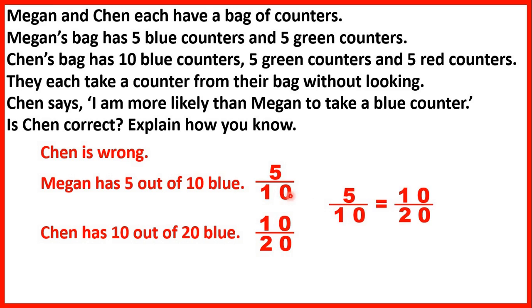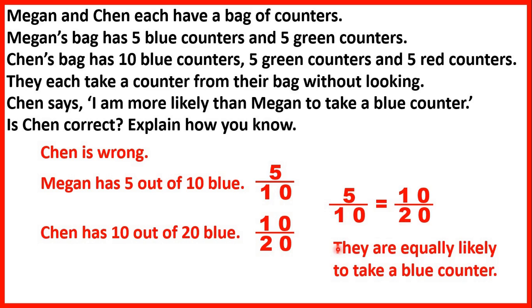Now 5/10 is equivalent to 10/20, because we can multiply both the numerator and denominator by 2. So they are equally likely to take a blue counter. A 5 in 10 chance is the same as a 10 in 20 chance, because those fractions are equivalent.